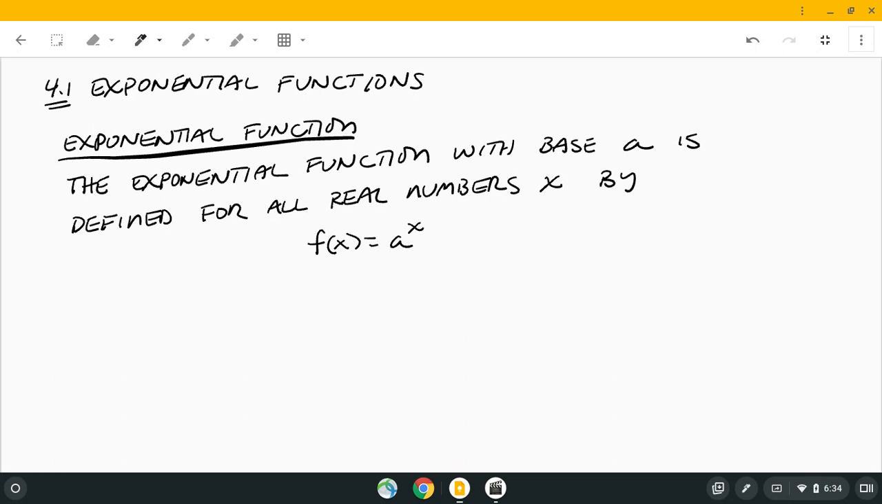Okay, so in previous functions, you were used to seeing numbers for the exponents. But now for an exponential function, we see that the exponent has a variable. And our conditions here, where a is greater than 0 and a is not equal to 1.